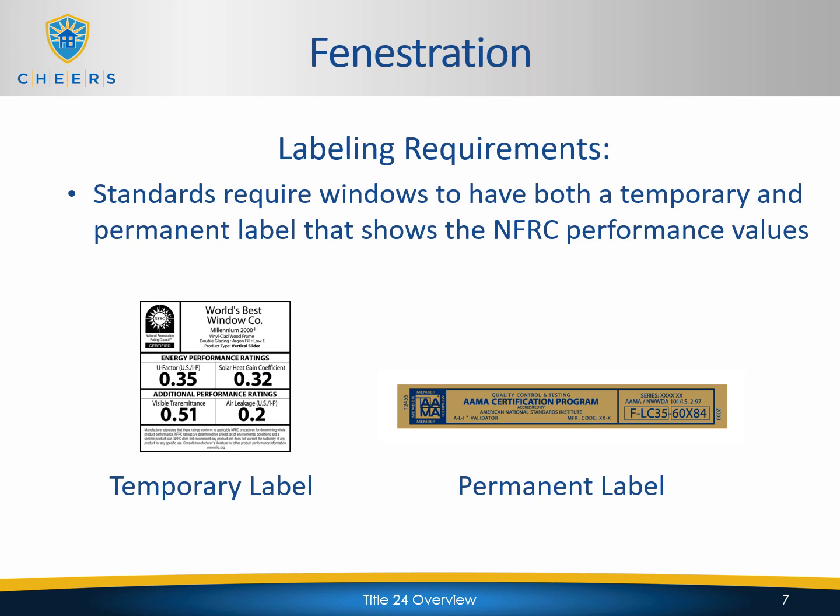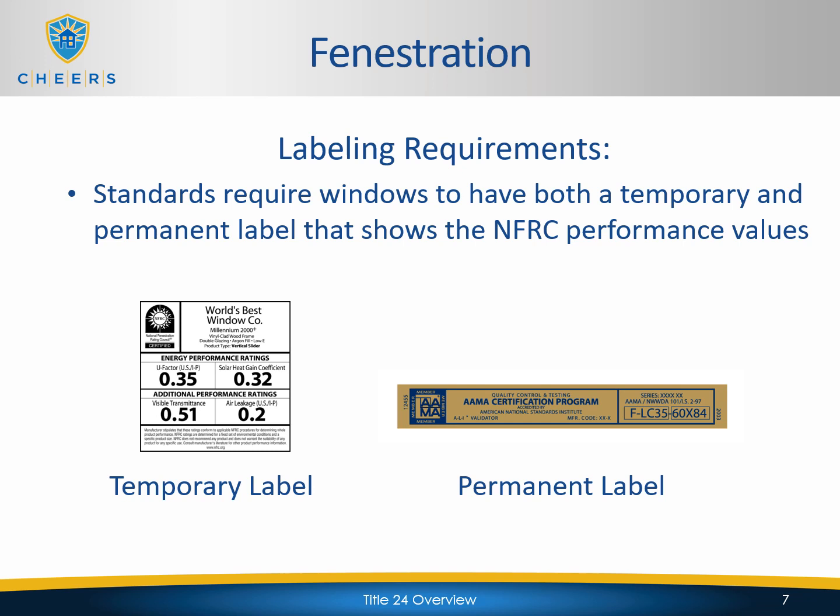So there's labeling requirements for windows as well. Standard windows are required to have both a temporary and permanent label that shows the NFRC performance values. On the left-hand side, you'll see the temporary label, and on the right-hand side, you'll see the permanent label. So manufactured windows are required to have these labels. The manufactured windows are the windows that I told you are the most common type of window used in residential construction.